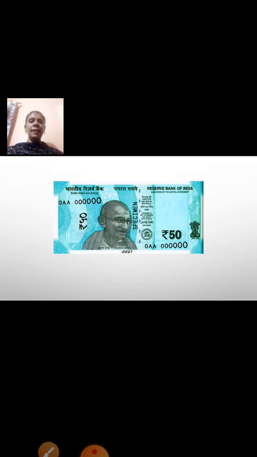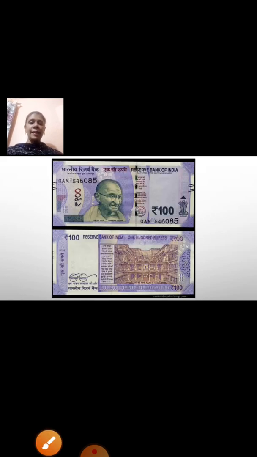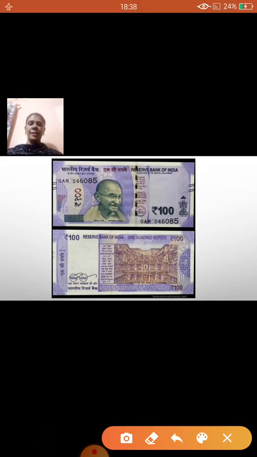Then this is the 50 rupees note. Correct, it is a new 50 rupees note. Let us see now the old one. This is the old 50 rupees note. And what is the value of this note, children? 100 rupees. Correct, this is an old 100 rupee note. And this is a new 100 rupee note. See, this is the front side and this is the back side.